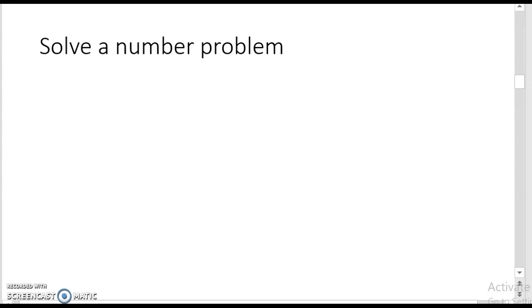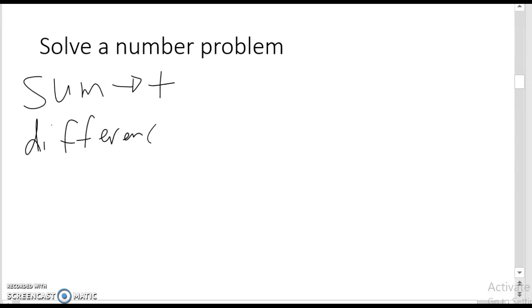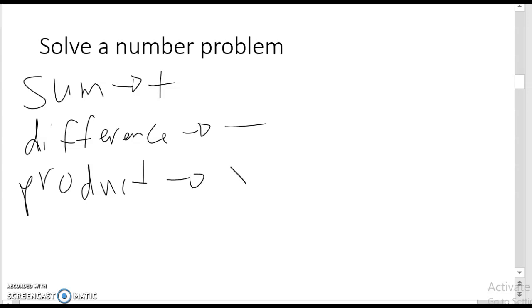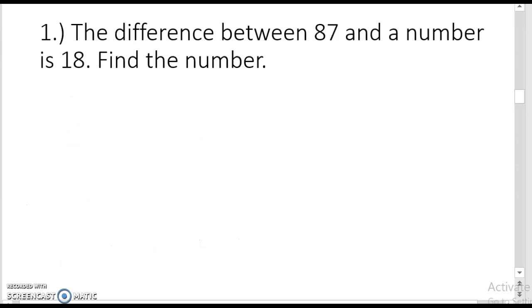All right, in solving some number problems, there are some words that we really need to pay attention to. The word sum means we are going to add. The word difference means we are going to subtract. Product means to multiply. Quotient means to divide. Now, there are other words that mean those same four operations, but those are the big ones. So just keep those in mind as we work through some problems. So let's do a couple.